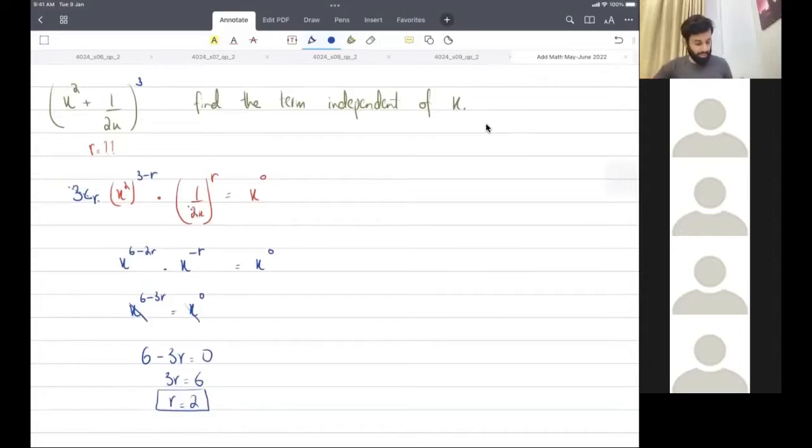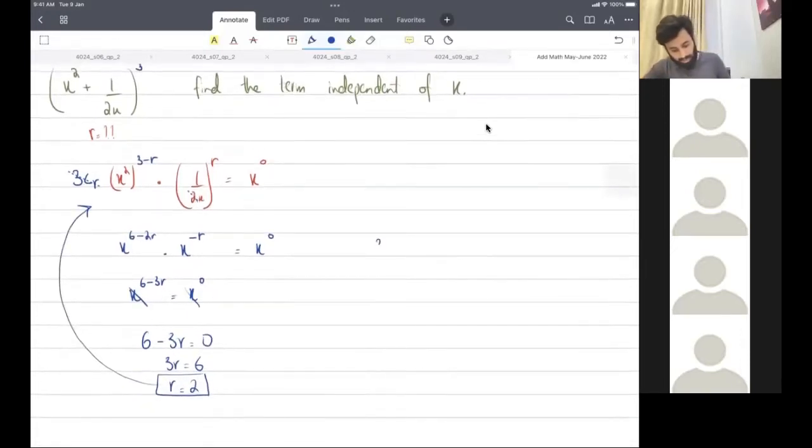Okay, now that we have the value of r, let's plug it in here and see what we end up with. So we end up with 3C2 x square raised to the power of 3 minus 2, so that means just 1, and then 1 upon 2x raised to the power 2. Right? Now if we have done everything correctly, what should we be left with at the end? We should not be left with x. Okay, so 3C2 is 3 into 2 is 6, 6 upon 2 is 3.